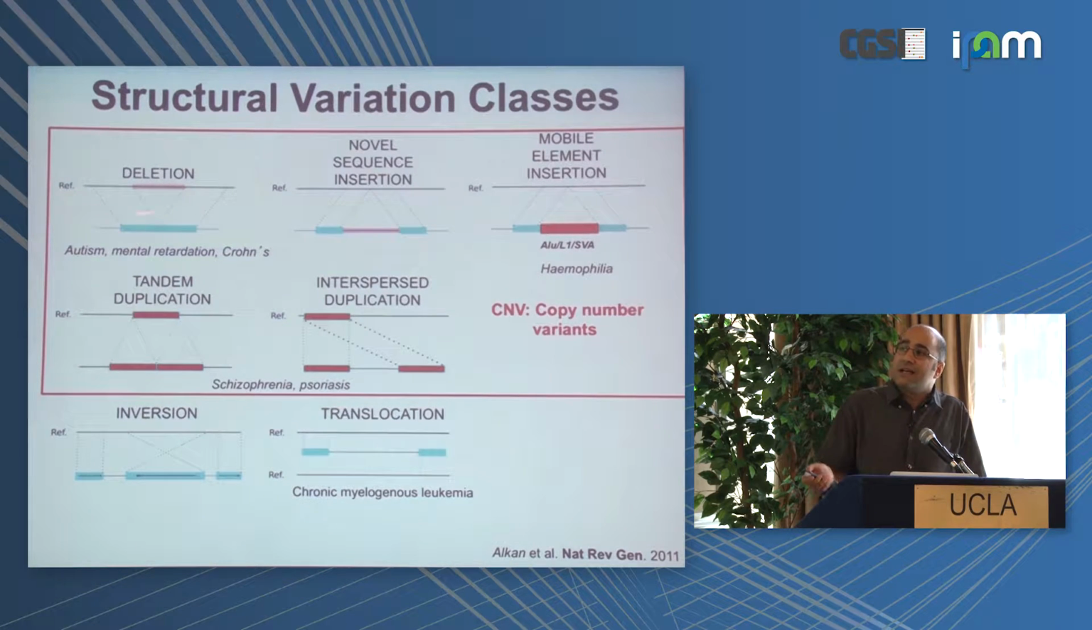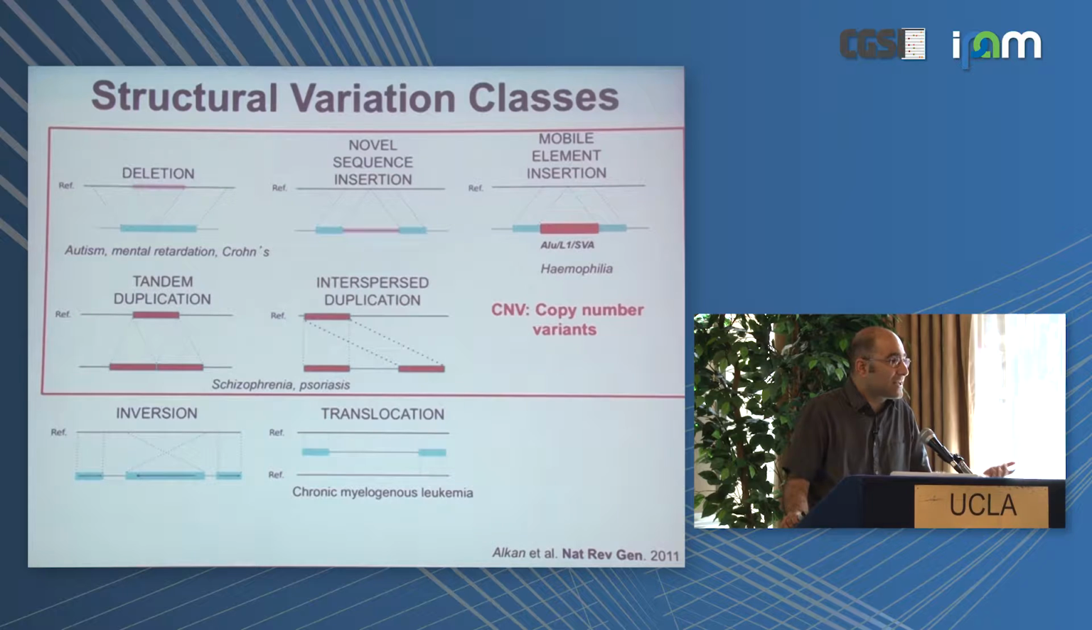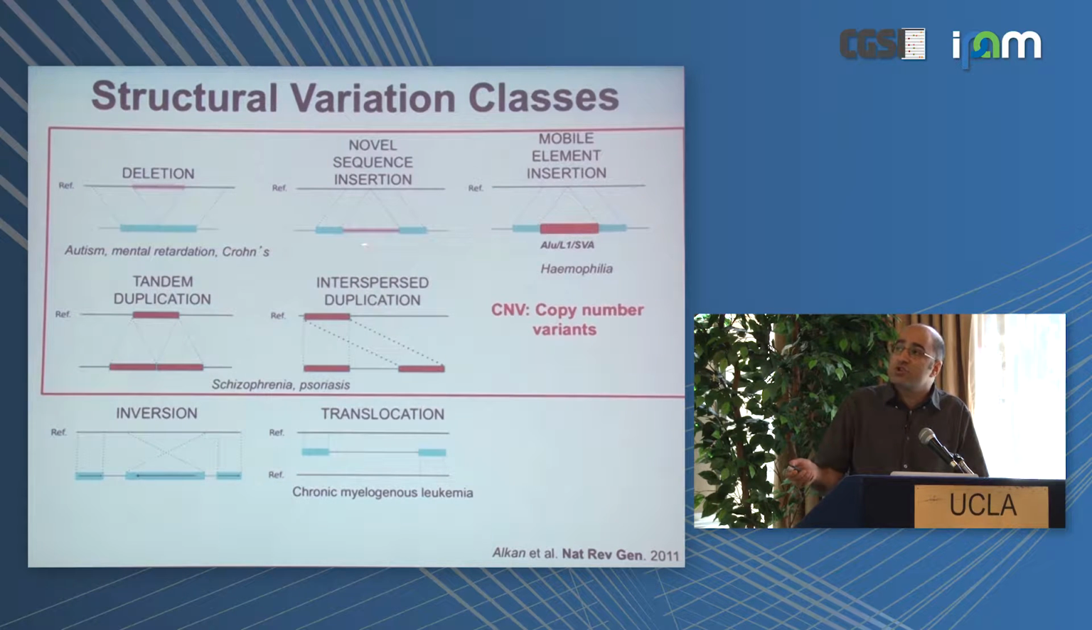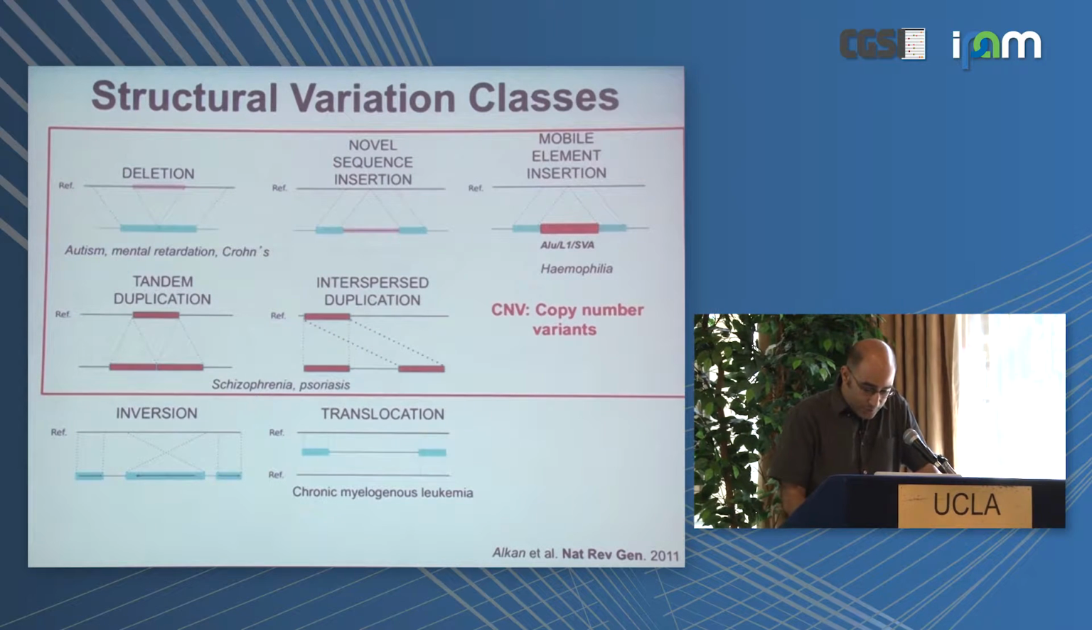For instance, a deletion deletes a segment of the genome. For instance, it's deleting this segment of the reference genome in comparison to the donor genome. This segment is deleted and the copy number of that region has been reduced. That's why we call it copy number variation. Or a segment is inserted, which increases the copy number, or a mobile element or retrotransposon is inserted, which increases the copy number of this region, or we might have tandem duplications or interspersed duplications. So all these structural variations are categorized as copy number variation.